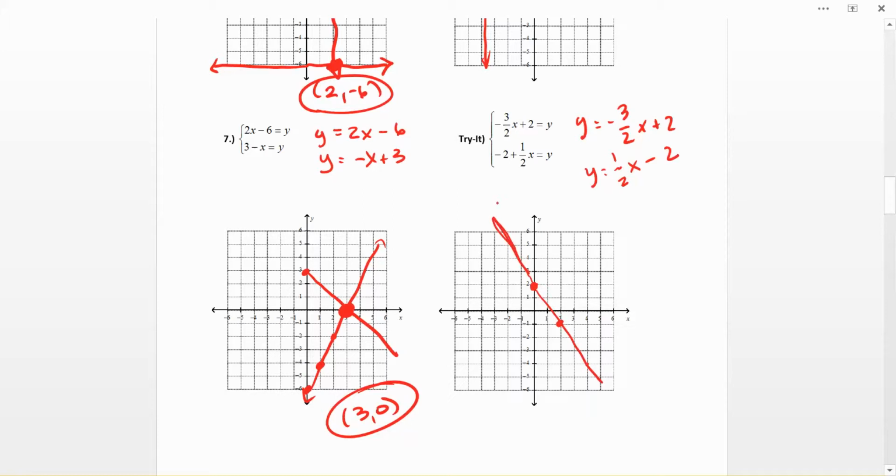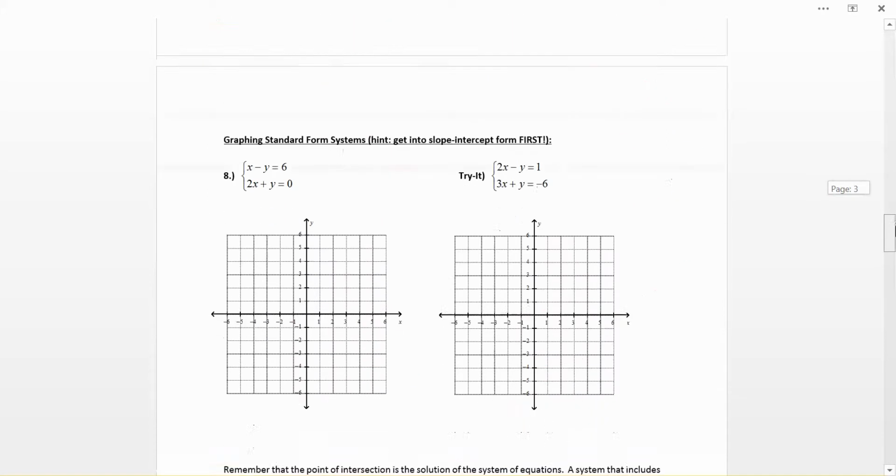Oh, not very good there, that's okay. And then for my other one, my y-intercept's -2, and my slope is 1/2, so rise over run. We can get that and an intersection point at 2, -1, and we're ready to roll. So your equations there aren't too horrible.